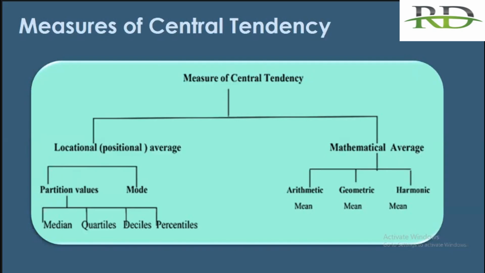Mode is that particular value which occurs most frequently, which has the highest frequency of occurrence. Then arithmetic mean, I think all of you know, the average. Then you have the geometric mean, which is used mainly for ratios and rates. Then we have the harmonic mean, which is used for inverse relationship type of variables. So arithmetic, geometric, and harmonic mean are called mathematical average, whereas median, mode, and these quartiles, deciles, percentiles are called positional average.